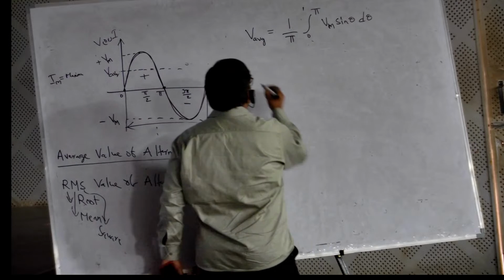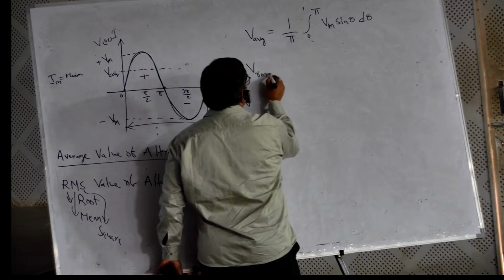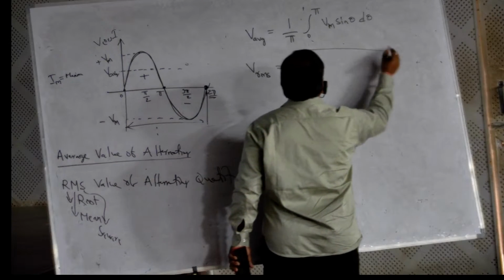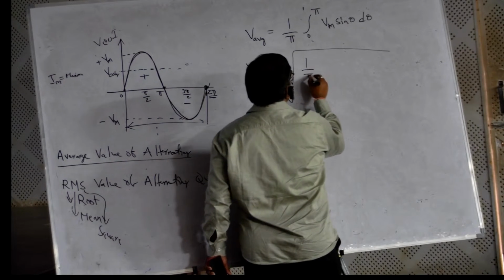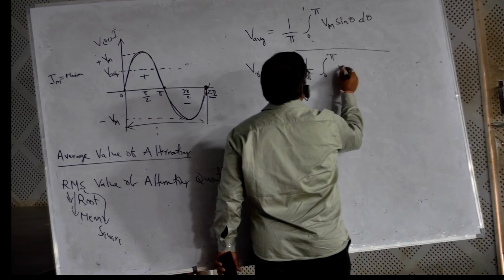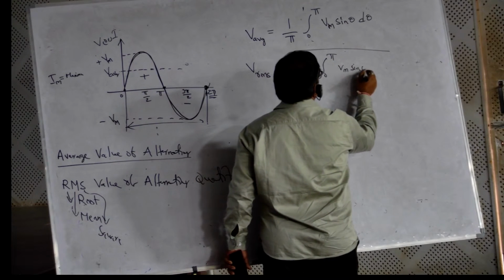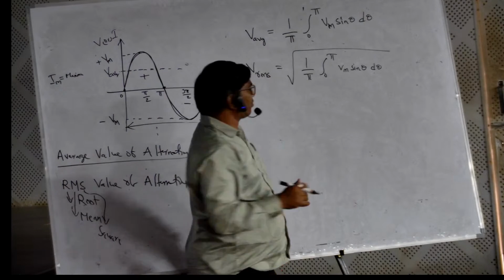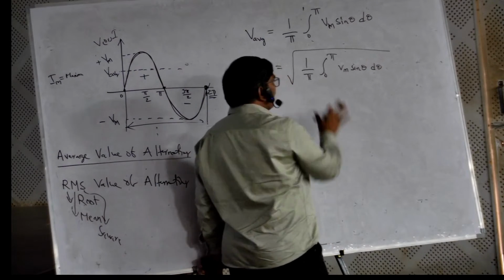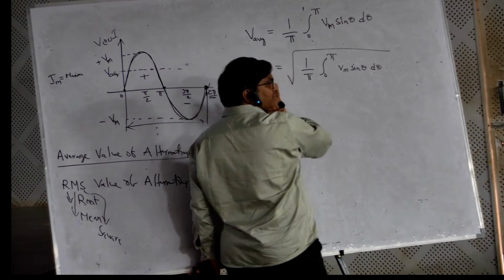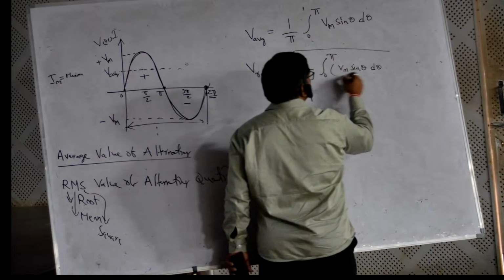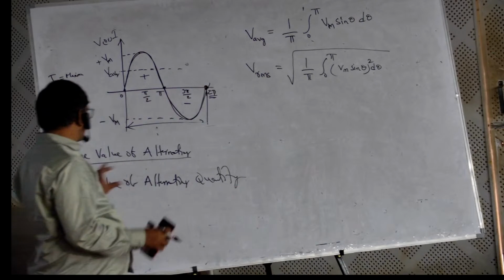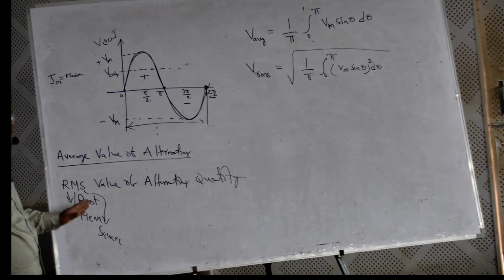RMS value. VRMS is equal to root mean square. Root mean is the mean formula, V average square. So I have applied the name here: root, mean, square.